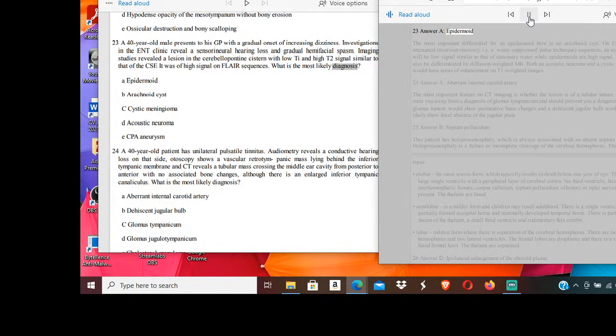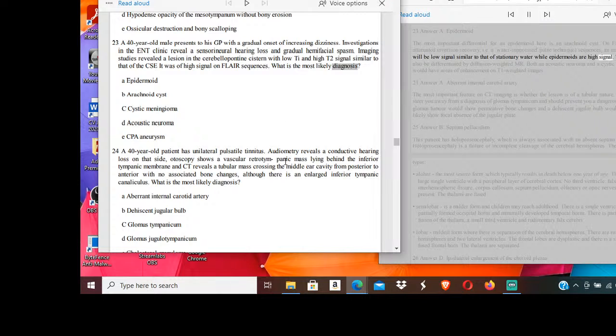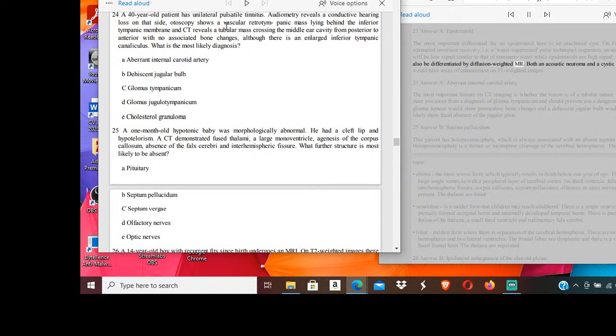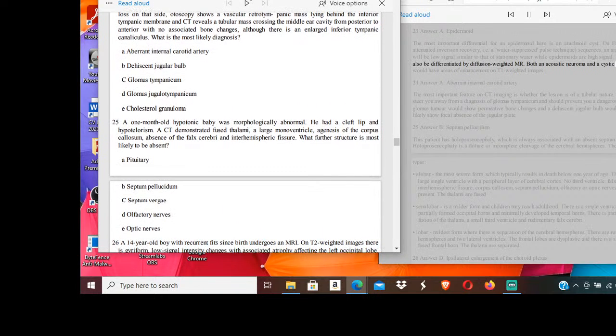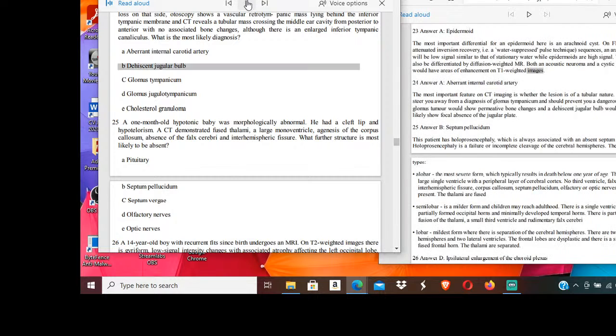Answer A, epidermoid. The most important differential for an epidermoid here is an arachnoid cyst. On FLAIR, fluid-attenuated inversion recovery, i.e. a water-suppressed pulse technique sequences, an arachnoid cyst will be low signal similar to that of stationary water while epidermoids are high signal. These could also be differentiated by diffusion-weighted MR. Both an acoustic neuroma and a cystic meningioma would have areas of enhancement on T1 weighted images.